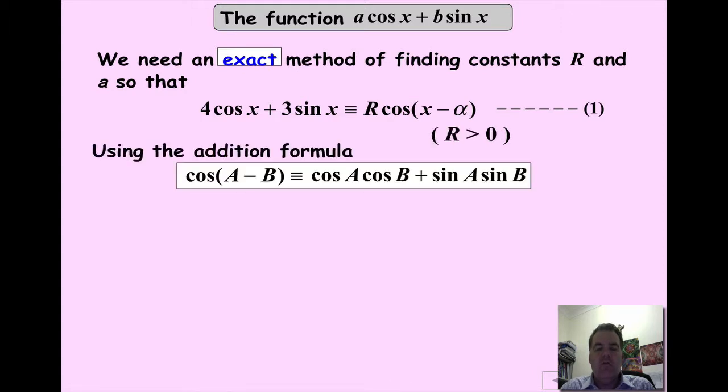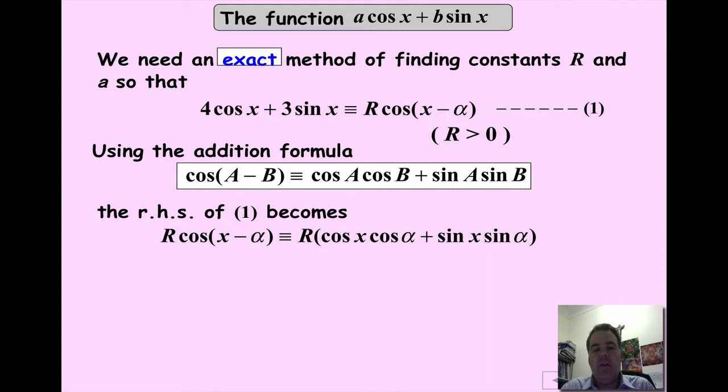Okay, so remember the trig addition formula. We know a formula for cos(a minus b), which is that formula there. So the right hand side of that equation becomes that. I've just replaced the a with x and the b with alpha, and I get that equation there.